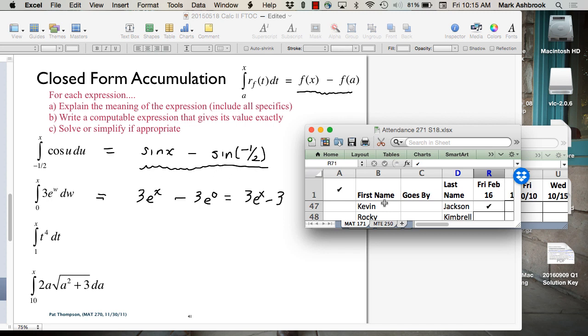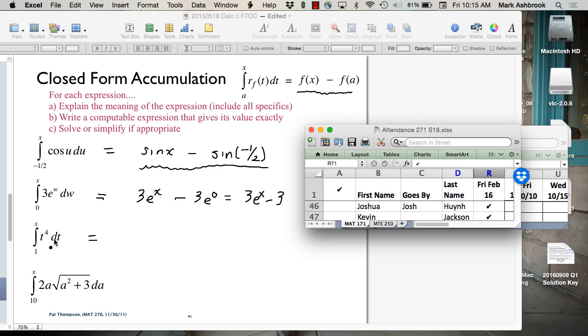Kevin, what's the meaning of that third expression? Nailed it. Did you hear him? Absolutely nailed it. So now we've got x to the fourth, and we need to build a closed form from that. So what function has a derivative x to the fourth? Did you come up with it? X to the fifth. So x to the fifth, right?